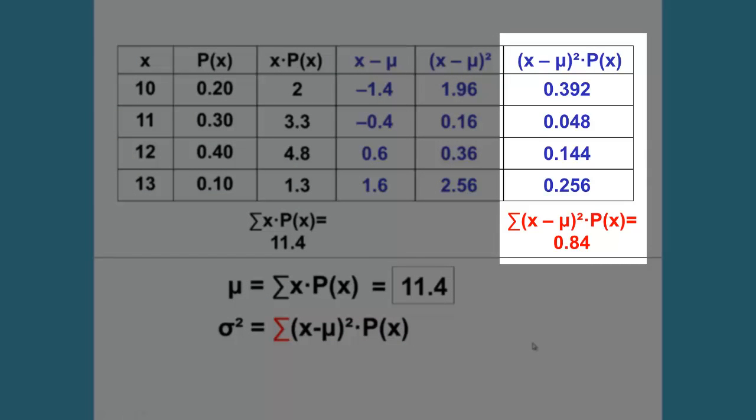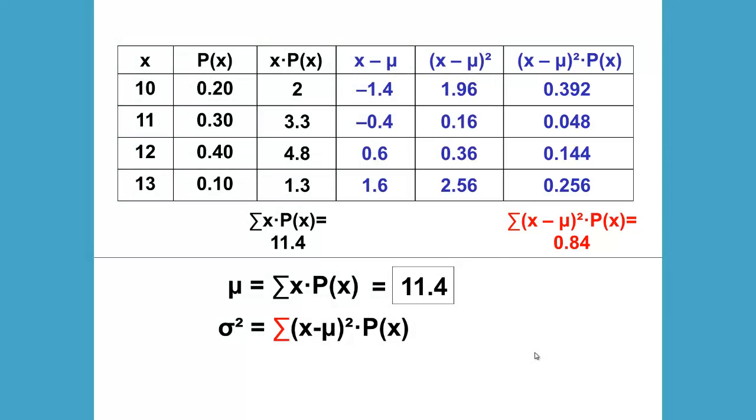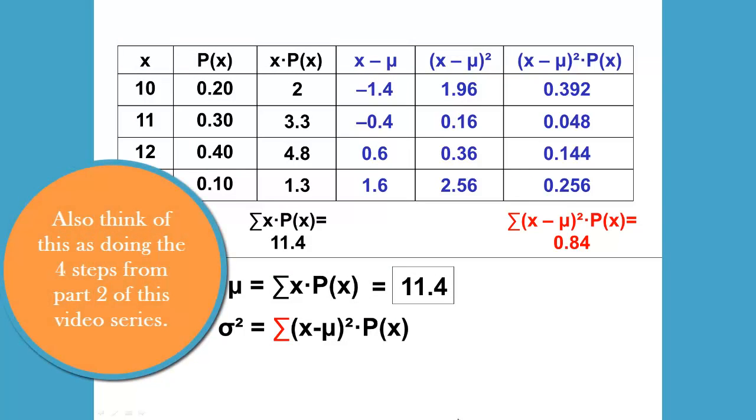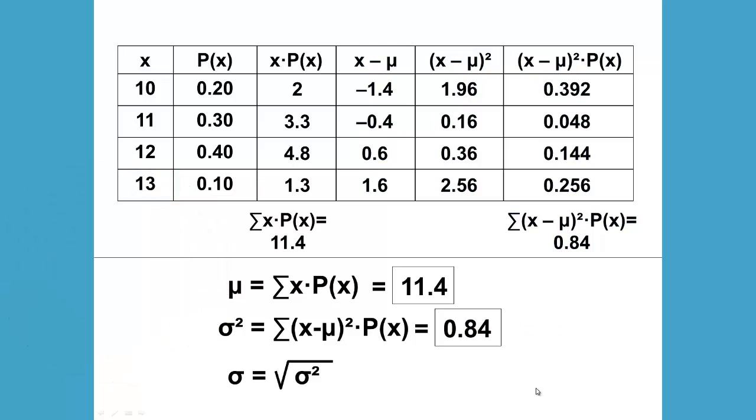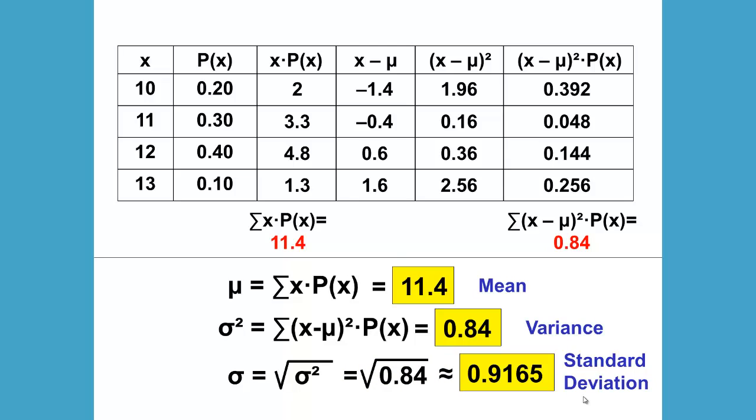If we add those together, we get 0.84. And that adding works like a grouping symbol, and it is last because of the order of operations. And our variance is 0.84. And to find our standard deviation, we take the square root of 0.84, which is 0.9165. And that is how we can use a table to get those same answers.